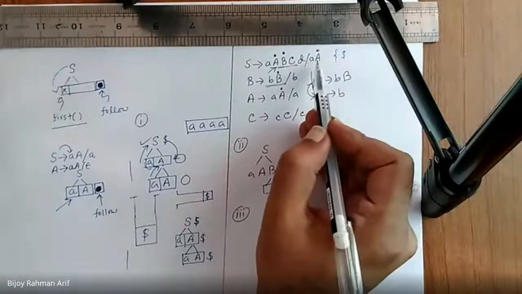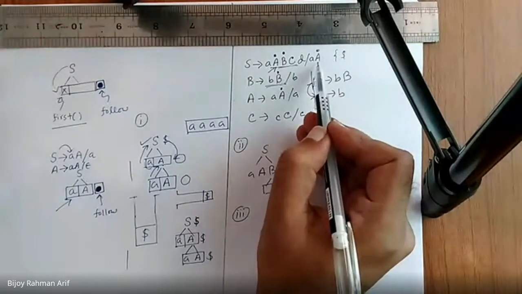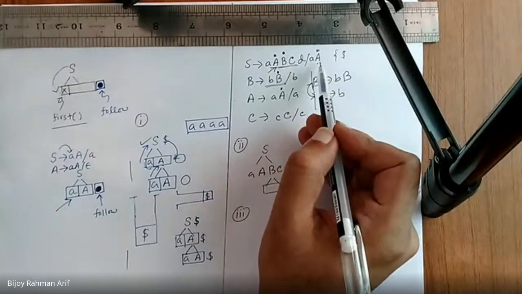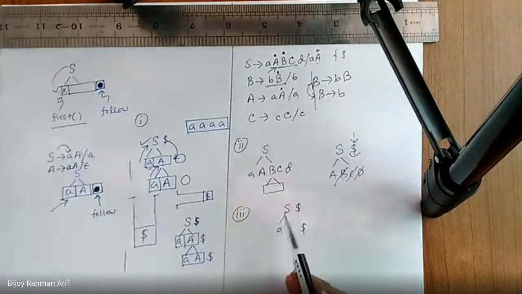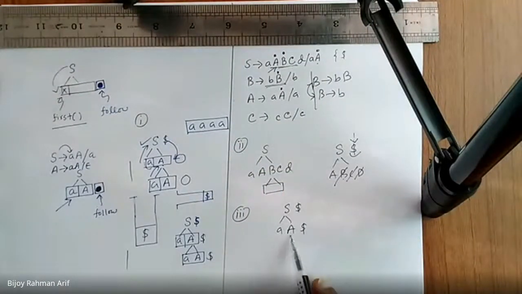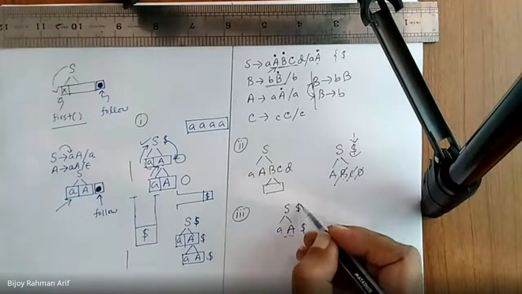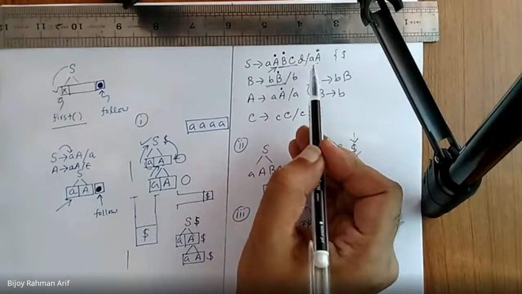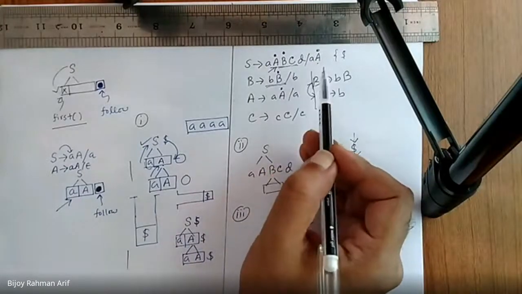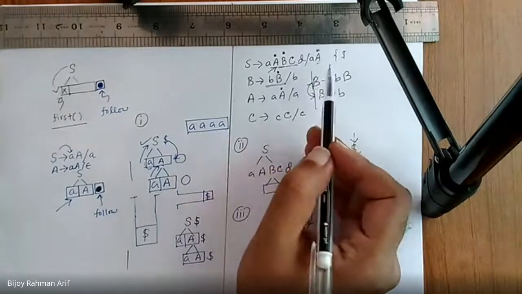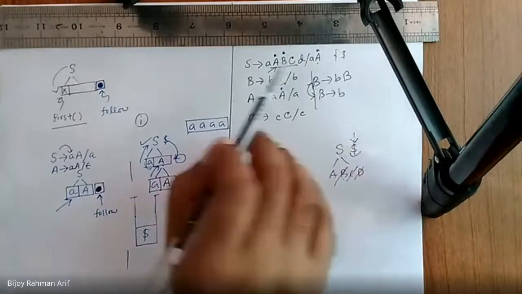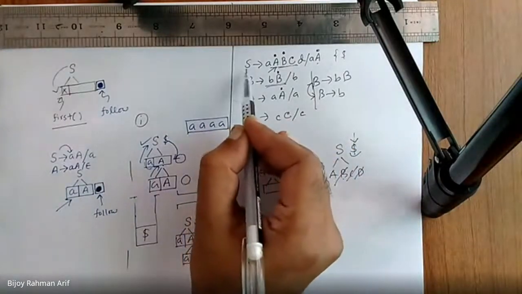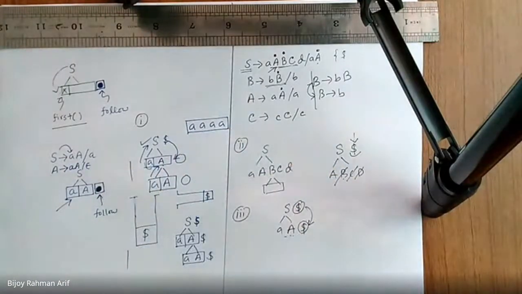In this case, A appears at the end of the product. So let's take this way. S derives A. Now A is at the end of the product. Then whatever follow of S is, that must be follow of A. So whenever any variable appears at the end of some product, then follow of that variable is nothing but follow of the left hand side. In this case, follow of the left hand side is nothing but S. Is it clear to you?